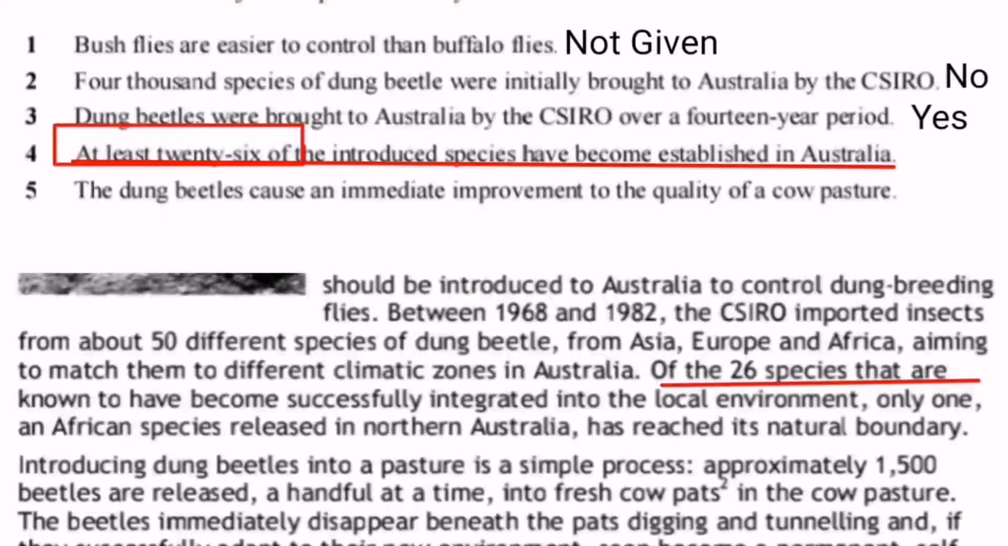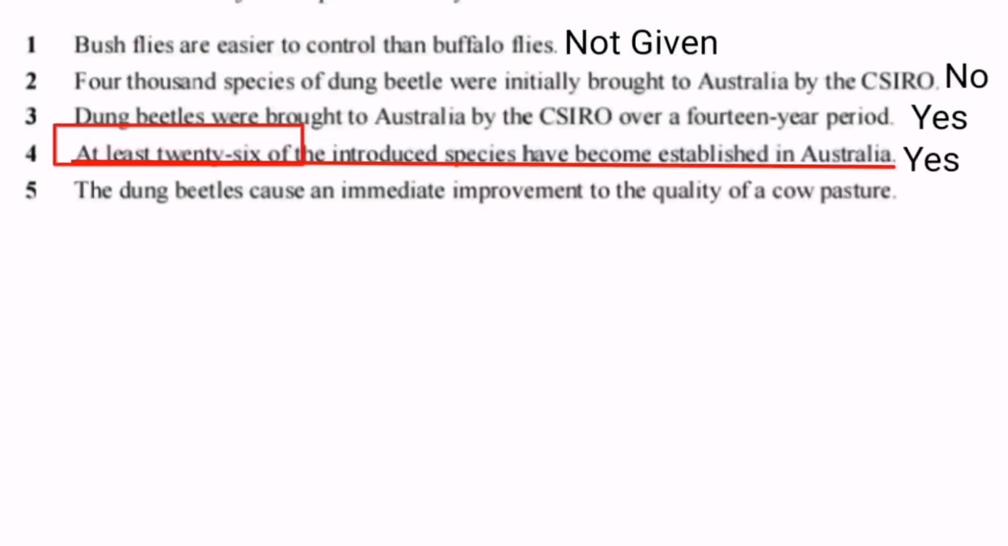Our question is, at least 26 of the introduced species have become established in Australia. And in the paragraph we have read, of the 26 species that are known to have become successfully integrated into the local environment, only one, an African species released in northern Australia, has reached its natural boundary. And of course, northern Australia is also a part of Australia. So our answer for question number 4 is yes.